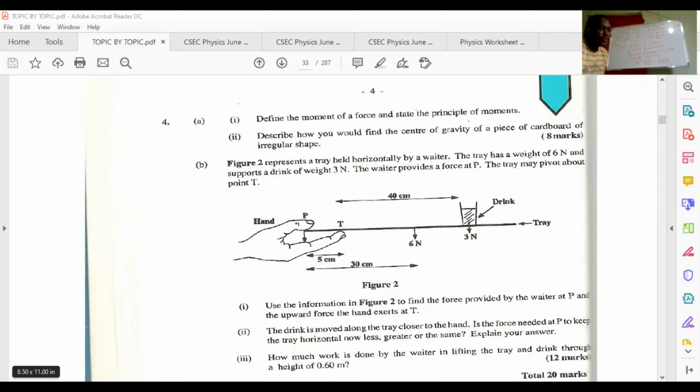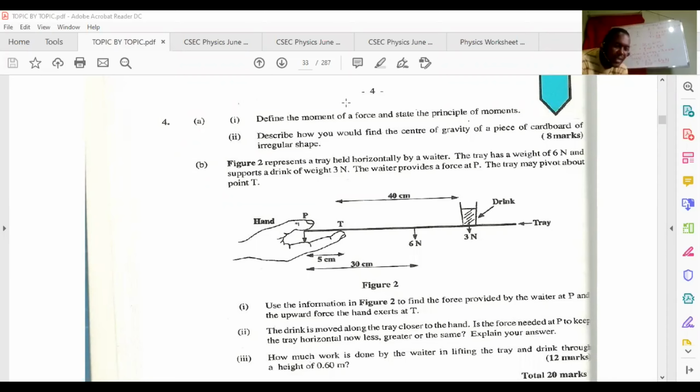Okay. All right, so now let's hear the reason. So if we have the drink with the 3 newtons, say if it's actually moved closer to point T, right? So nothing here changes. So T and 6 are in the same position, but we move 3 closer. So we move it to this point here. What effect will it have on the P force? Will it cause the P force to remain the same 54, or will it increase from 54 or decrease?